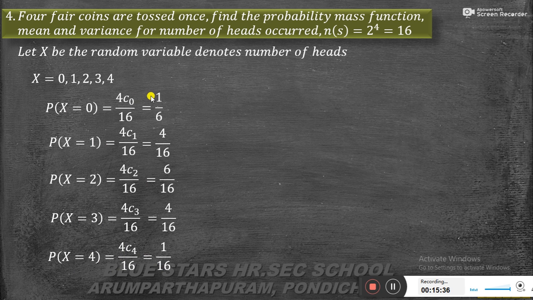Probability of x equal to 0 is 1 by 16. Probability of x equal to 1 is 4 by 16. Probability of x equal to 2 is 6 by 16. Probability of x equal to 3 is 4 by 16. Probability of x equal to 4 is 1 by 16.